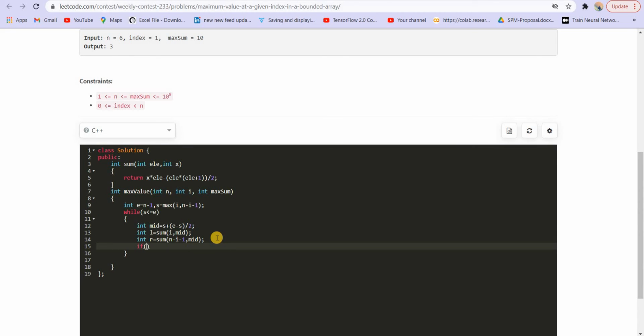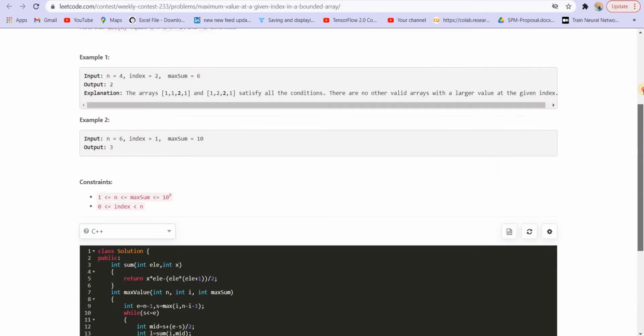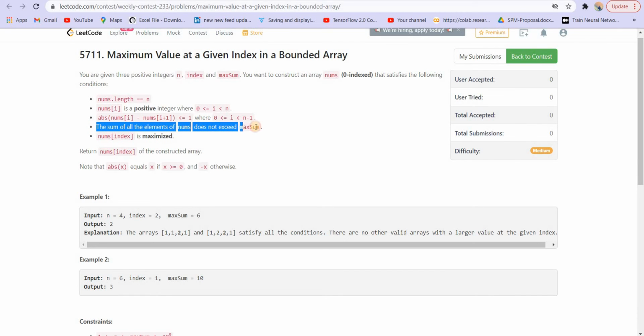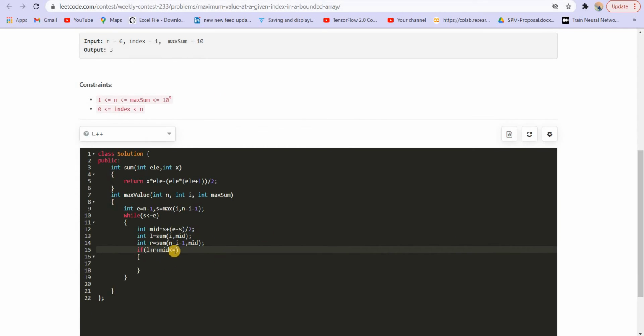Now finally, if summation on the left hand side plus summation on the right hand side plus whatever we are keeping at the index I, if this thing is actually smaller than or equal to, can we take equal to? The total summation element does not exceed, so if it should not exceed, that is why we can take equal to as well, equal to maximum summation. If this is the case, then answer is equal to maximum of answer comma mid, because this is what we are trying to keep at this position and we are trying to maximize the answer.